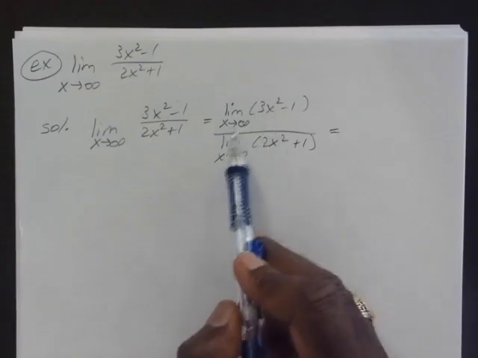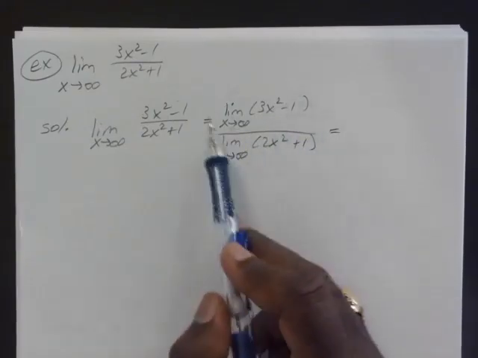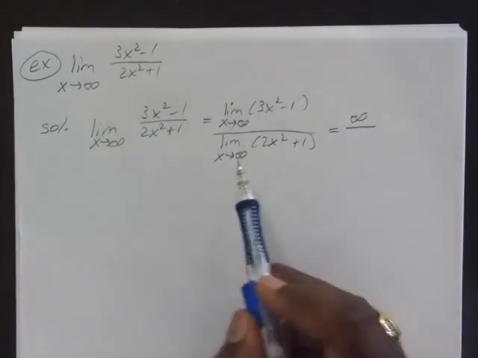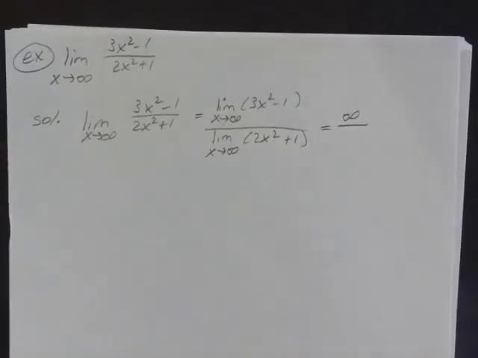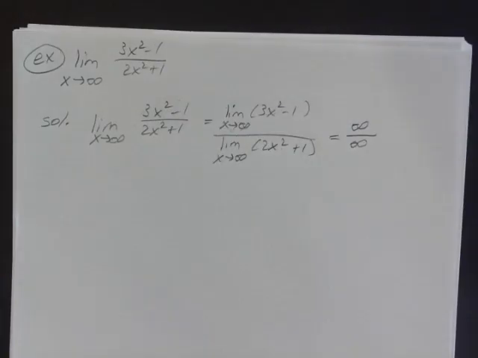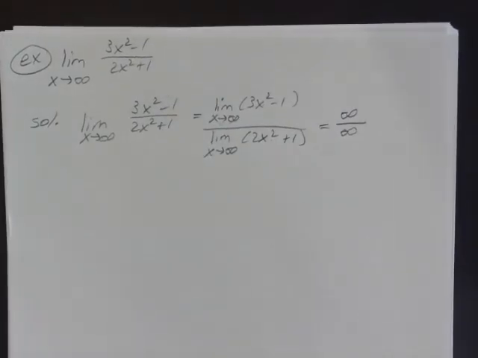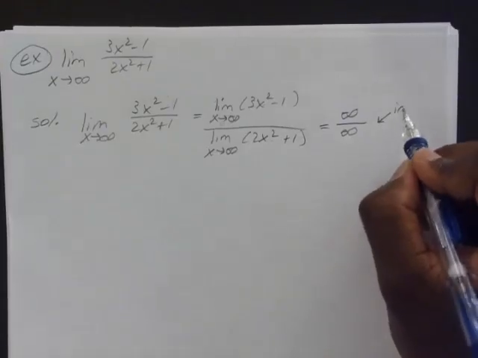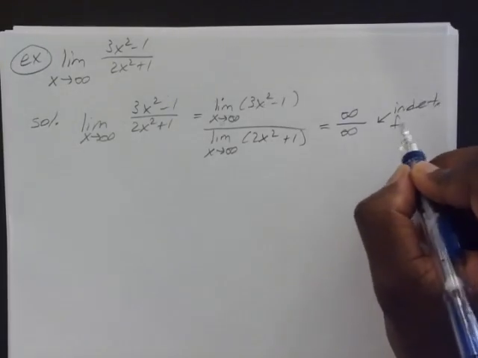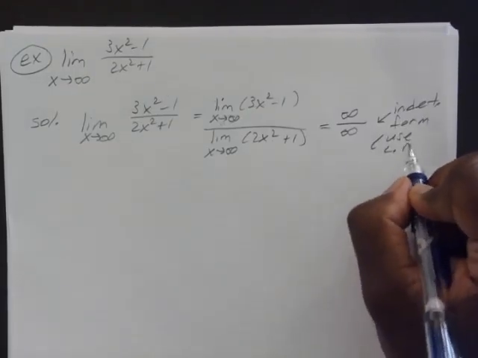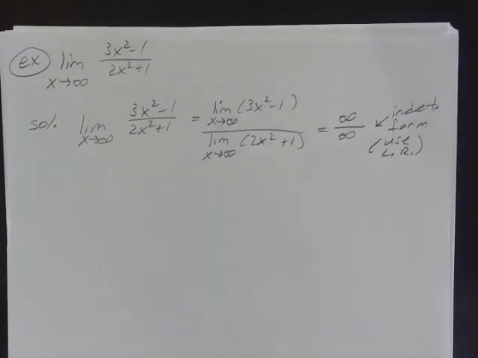Well, if we plug in numbers that are bigger and bigger and bigger, this whole numerator just gets bigger and bigger. So that's just infinity over the same thing with the denominator. So we end up with infinity over infinity, which is one of our indeterminate forms. So we can't apply L'Hopital's rule until we put it in the indeterminate form. So here we can use L'Hopital's rule.